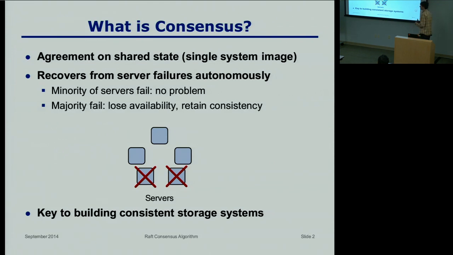So a typical consensus cluster can recover from server failures autonomously. Like here in a 5-server cluster, if any majority of the servers are available, the whole system will be available, fully operational. So you can lose 2 servers, no problem. You lose the 3rd server, you'll no longer be available, but you'll maintain consistency at all times. And this is key to building consistent storage systems. So any fault-tolerant, consistent system should have consensus somewhere inside of it.